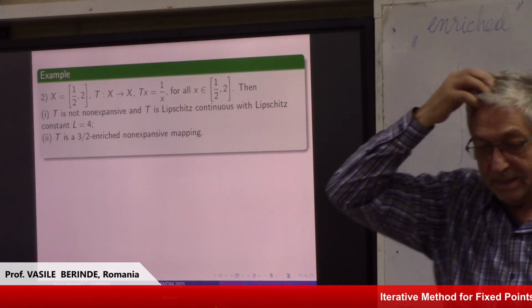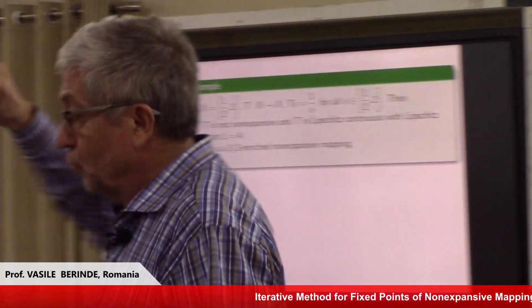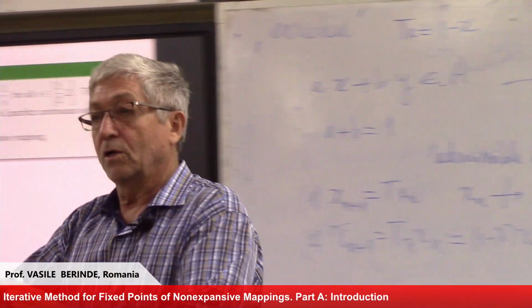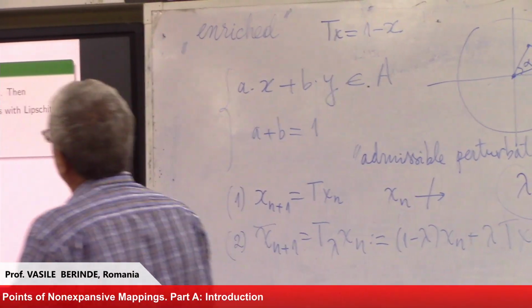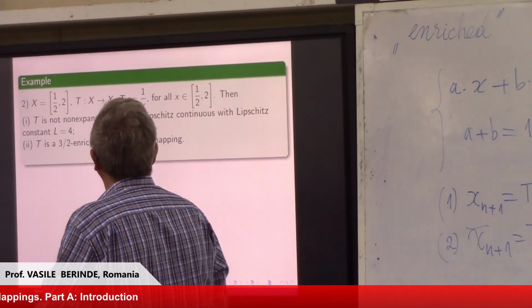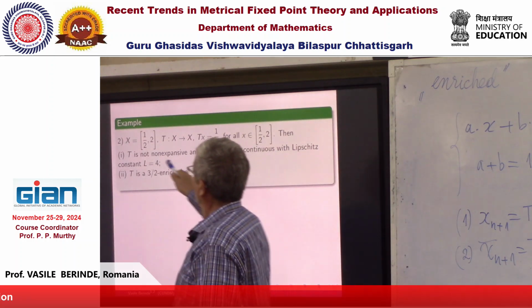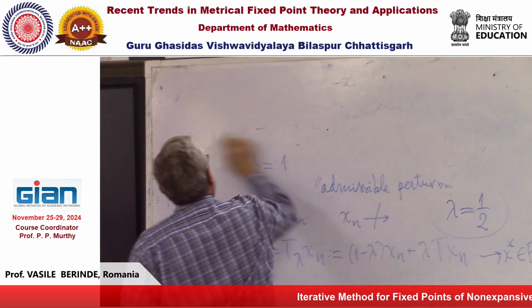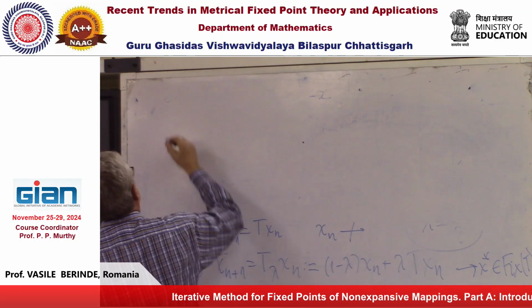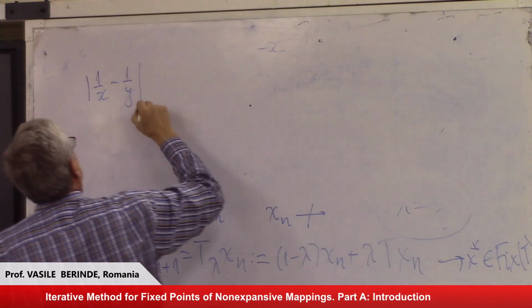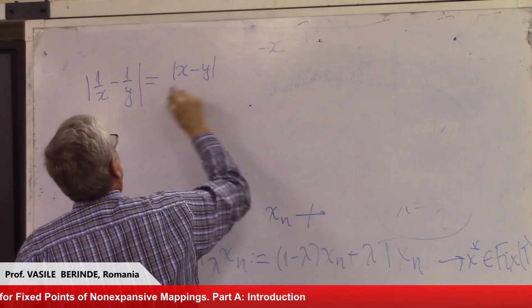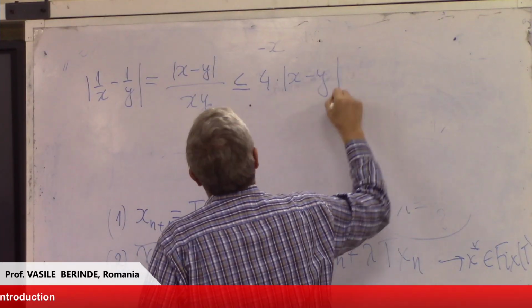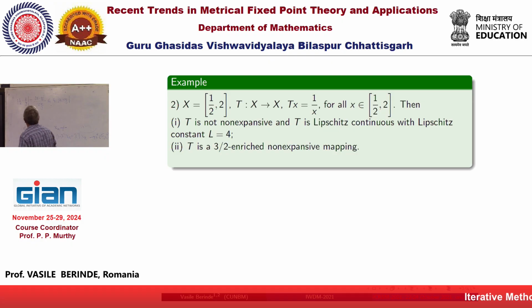By the way, I forgot yesterday to challenge you to solve the examples I presented, one of the examples at least, but maybe we'll have a session for discussion and for solving these examples. T is not non-expansive because actually T is a Lipschitz map with constant L equal 4. What does it mean? It's easy to see that this is less than 4 times the distance. So it is actually Lipschitzian.